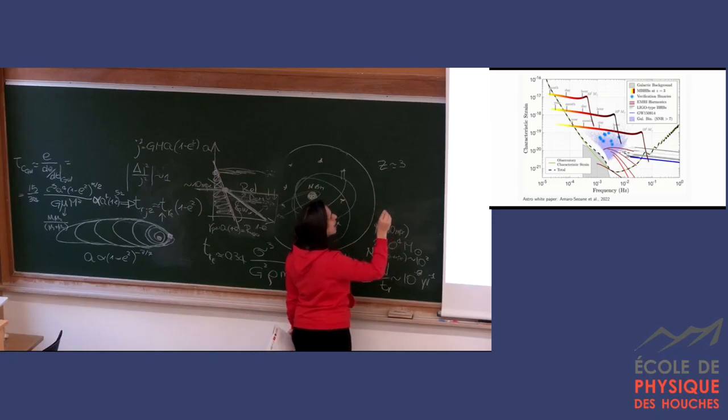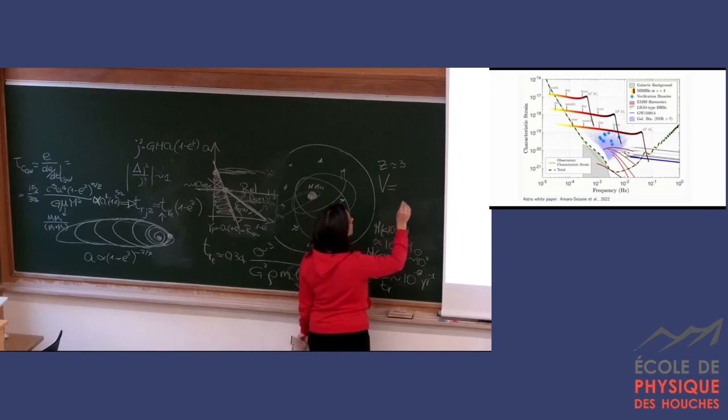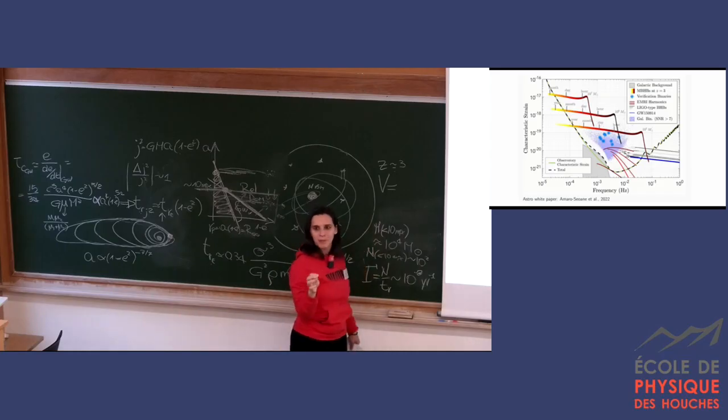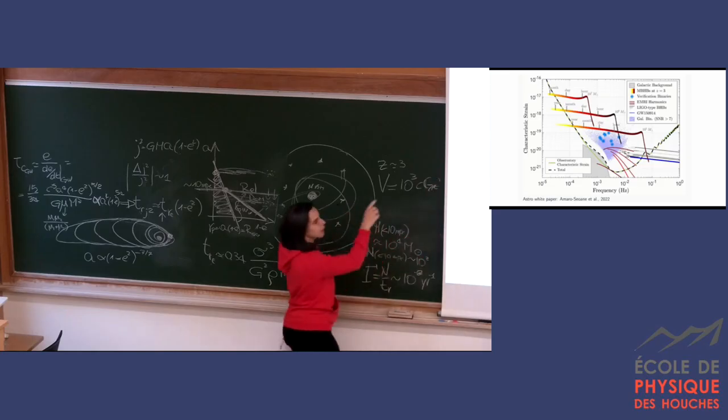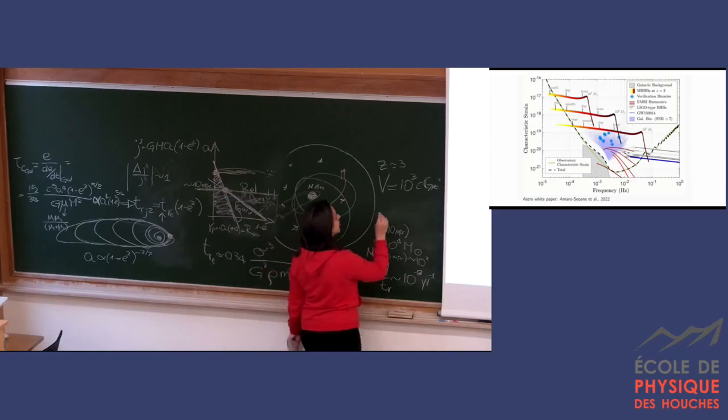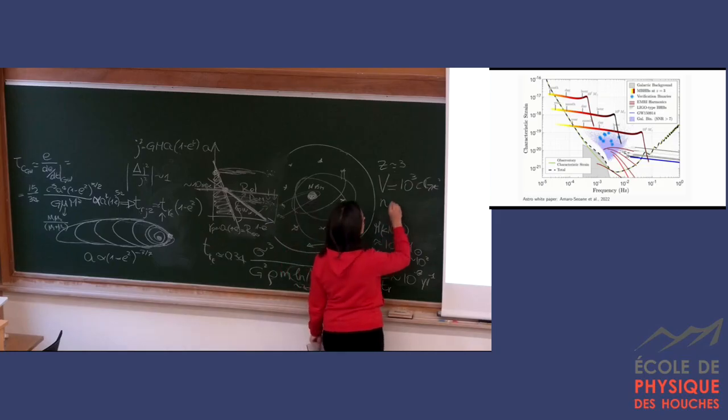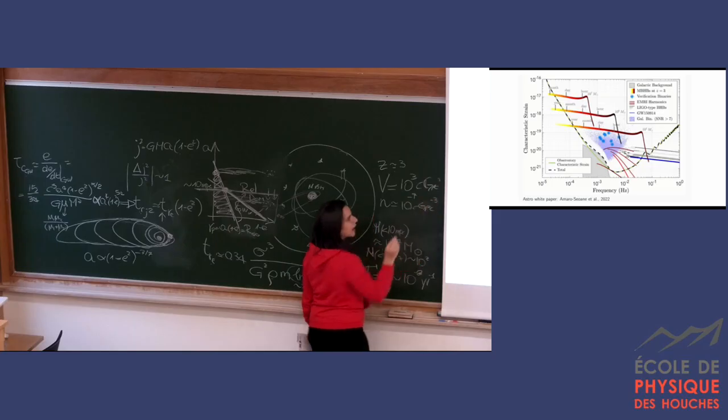We have that the volume in comoving gigaparsec cubed up to redshift 3, maybe some of you cosmologists have an idea, is of the order of 1,000 comoving gigaparsec cubed, okay, 10 to the 3. And then the number density of Milky Way-like galaxies in our universe is of the order of 10 to the minus 7 per comoving gigaparsec cubed, okay?